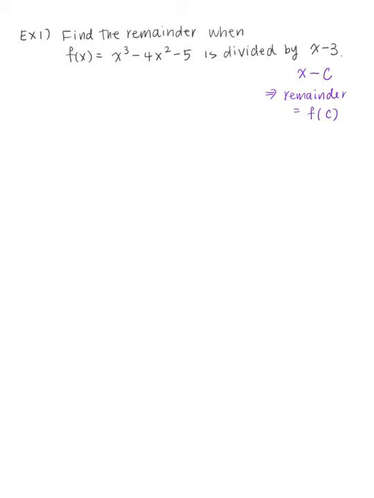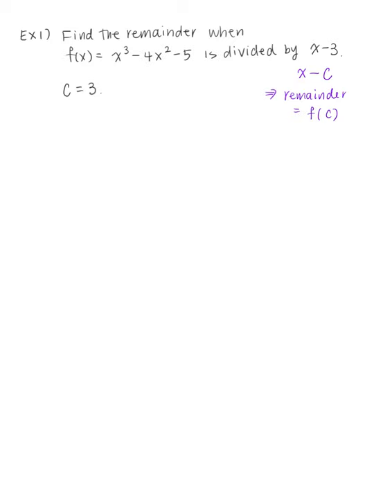So in this case, our c equals 3. Yes, of course, you can use the long division of polynomials to find the remainder, but the remainder theorem should be much easier if we just want to find the remainder of the polynomial divided by x minus 3. So let's do it then.